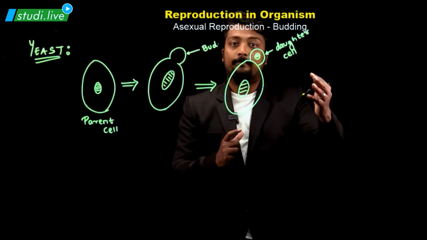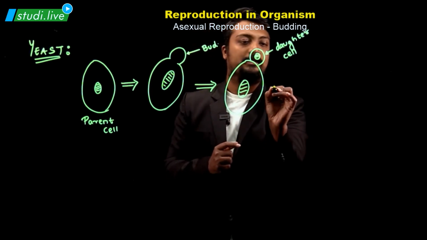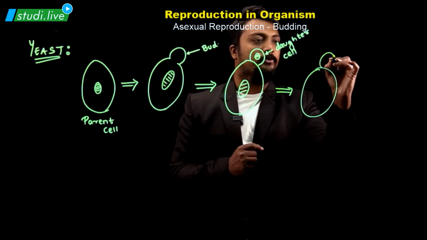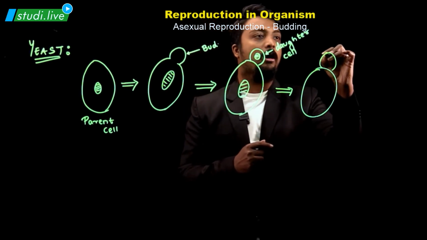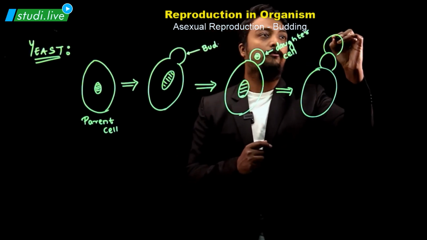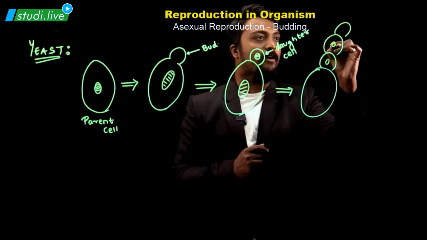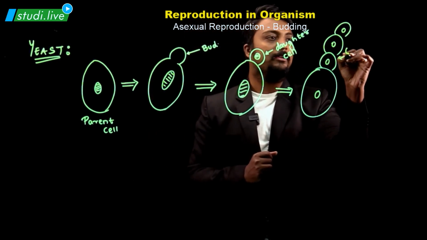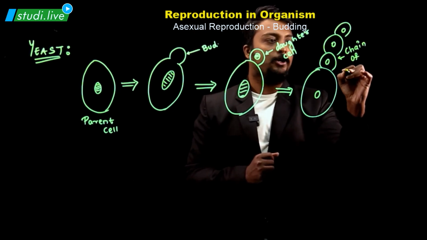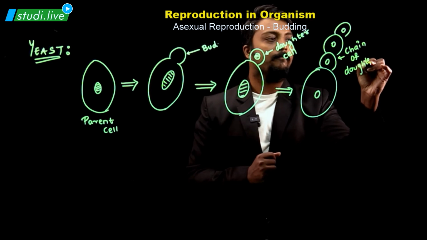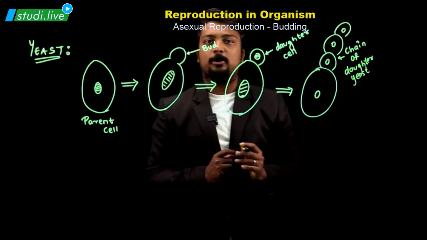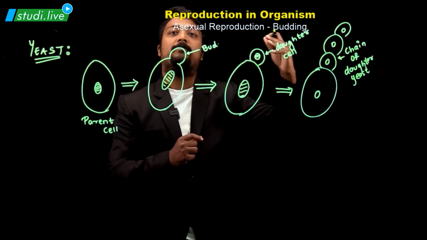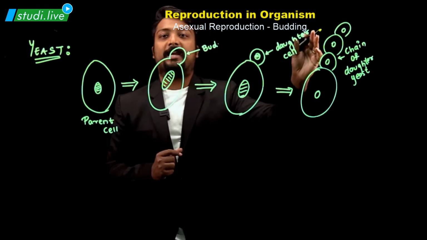Now, this goes on. This performance goes on, and what happens is not a single bud, but the parent forms a bud. The bud in turn forms another bud. The bud in turn forms another bud. That means from one parent I am getting a chain of daughter cells. So I can say this is my chain of daughter yeast. Understood? So ultimately what happened was a bud was developed. The bud then goes on developing more buds, thus forming a chain of buds.